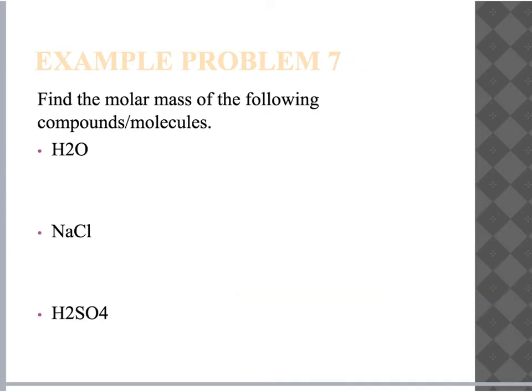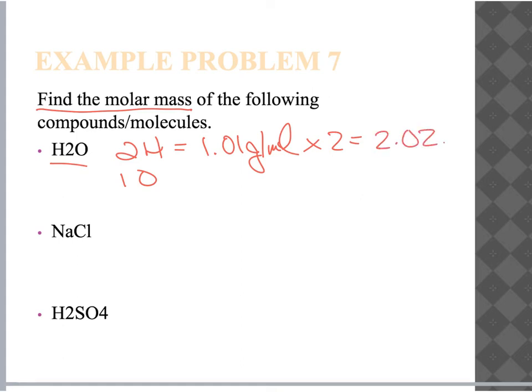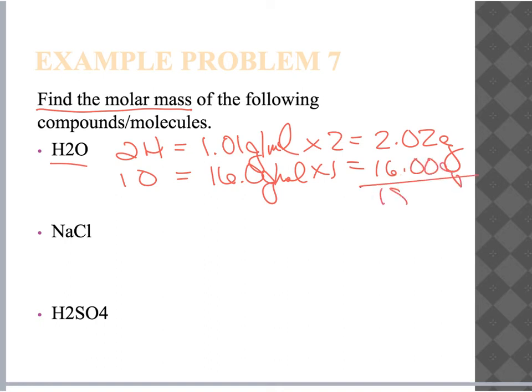So my last 2 example problems just really want you to see if you can figure out the molar mass of a compound. In this case with water, I know that I have 2 hydrogens and 1 oxygen. Hydrogen is 1.01 grams per mole, and again I get that off the periodic table, times 2. And I have 1 oxygen, which is 16 grams per mole, and I only have one of those. So I would add those up, and I would get 18.02 grams per mole.